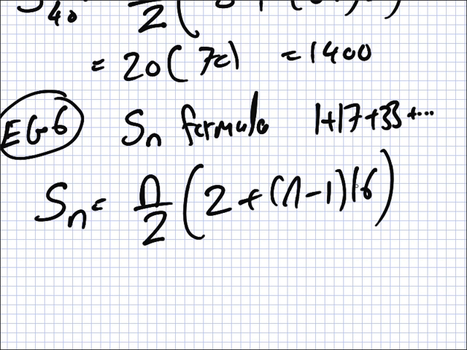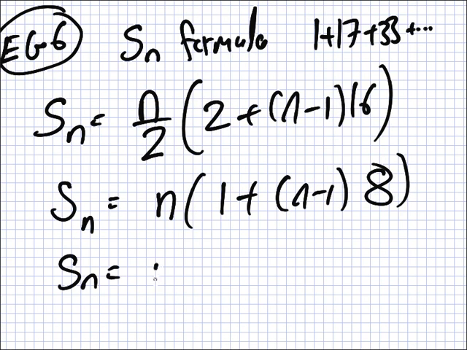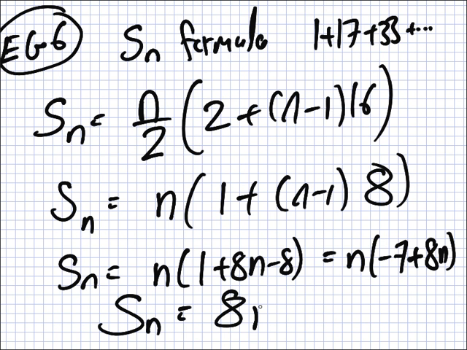2 and 16 can both be divided by 2. So what is Sn here? That's n times 1 plus n minus 1 times 8. So Sn is n times 1 plus 8n minus 8, which is n times minus 7 plus 8n. So you get Sn equals 8n squared minus 7n. If you tell me the n, I can tell you the sum. That's the idea here. Let's test it out.